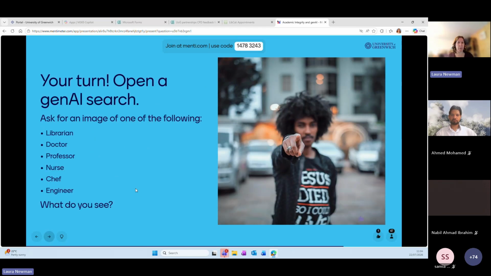Okay, so I'm just going to get you to do a little exercise if you can. I'll give you a few minutes. If anyone is using a GenAI, which I think a lot of you are for your own work, just open whichever AI you would normally use, and ask for an image of one of the following in that list. I've given some suggestions there: a librarian, a doctor, a professor, a nurse, a chef, or an engineer. I'll just give you a couple of minutes if any of you are able to do that, so that you can have a little look yourself and see whether the result is anything you think is interesting.